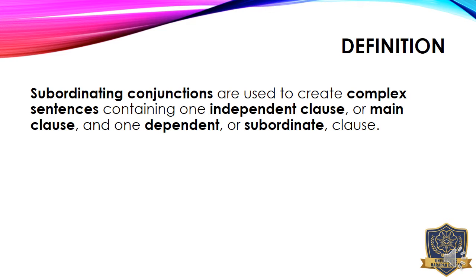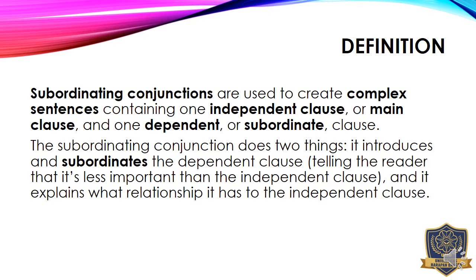What is subordinating conjunction? Subordinating conjunctions are used to create complex sentences containing one independent clause or main clause and one dependent or subordinate clause. The subordinating conjunction does two things. First, it introduces and subordinates the dependent clause, telling the reader that it's less important than the independent clause, and it explains what relationship it has to the independent clause.